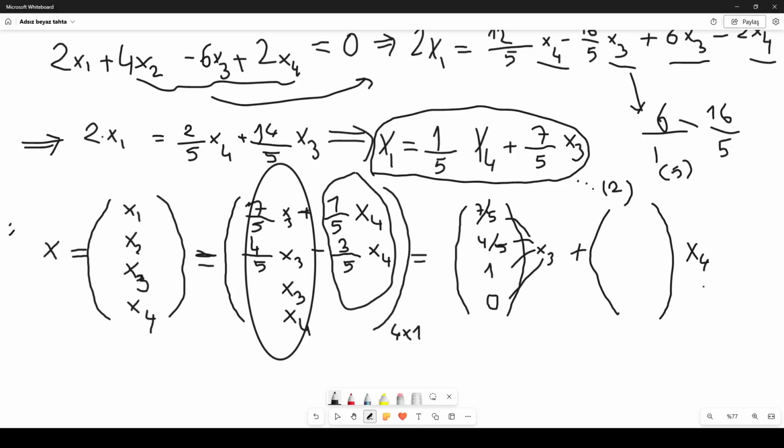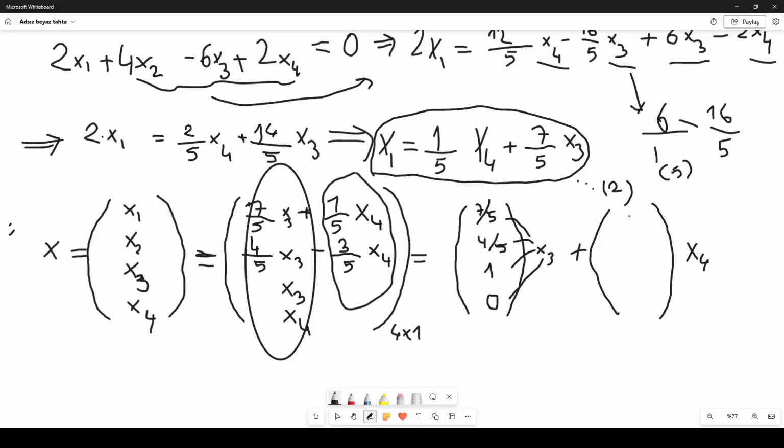seem to be unknown variables for us, but they are just the coefficients of these matrices, right? Because you write them as an algebraic sum, and these unknown variables x3 and x4 are actually any kind of real numbers, so they range over all possibilities, so they are free. That's why they are called free variables. They can take on any real value. So we have 7 over 5 x3, 4 over 5 x3, 1 x3, and no x4 here.